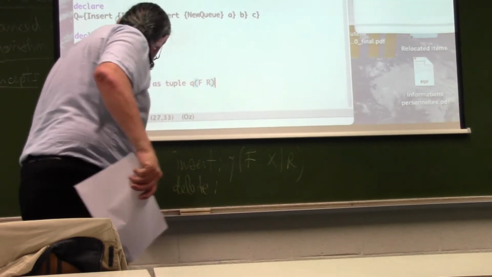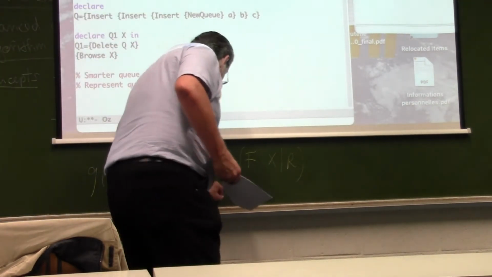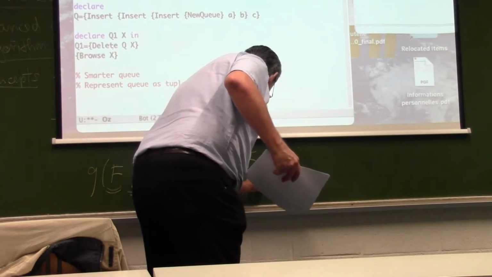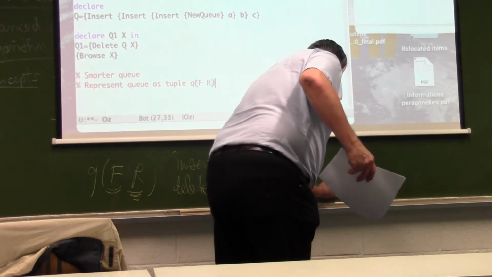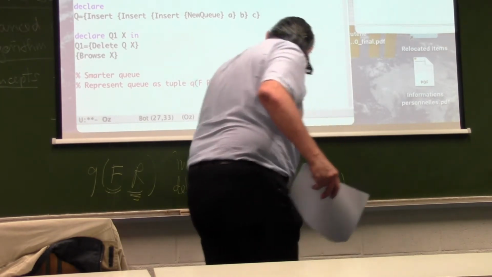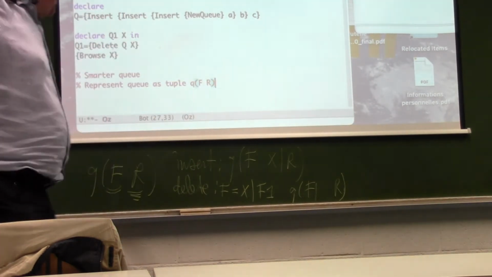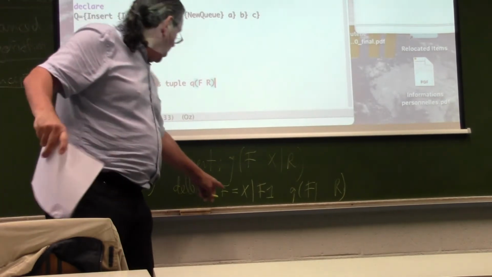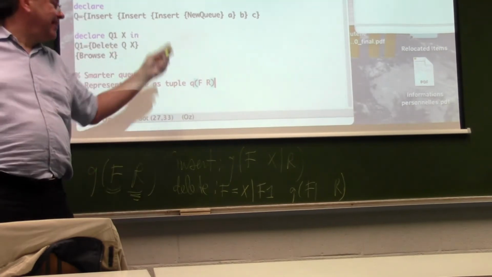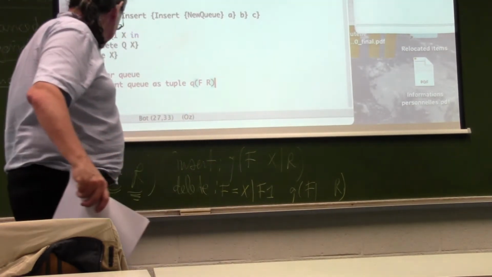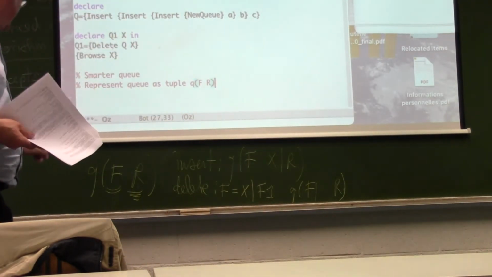And the delete is basically going to look at F. Okay? So F will be equal to X bar F1, and the new Q will be F1 R. So for the delete, I remove elements from the front. That's easy, right? This is also constant time. So the insert now is constant time. Great. And the delete is constant time. Wonderful. Of course, it's not that easy.